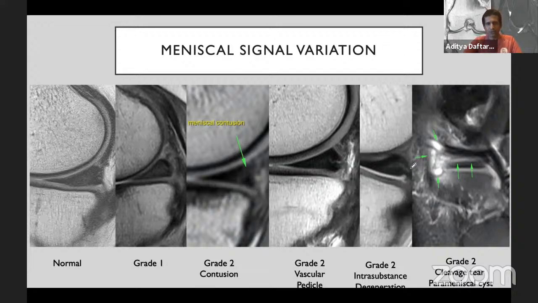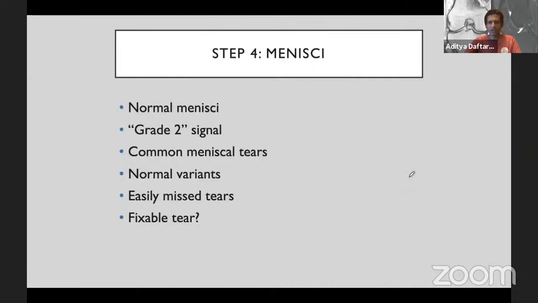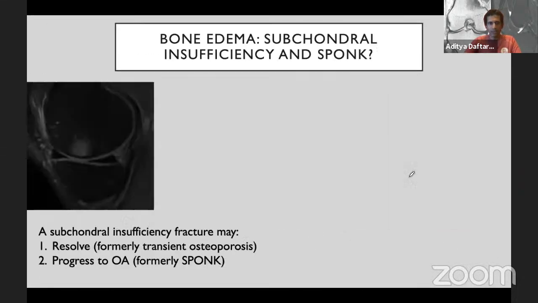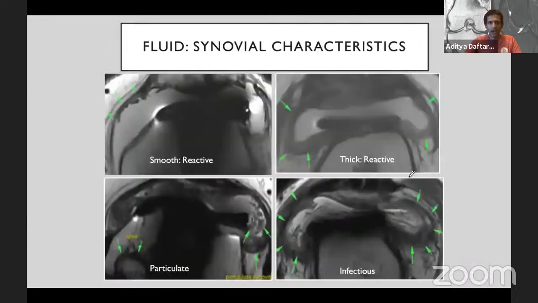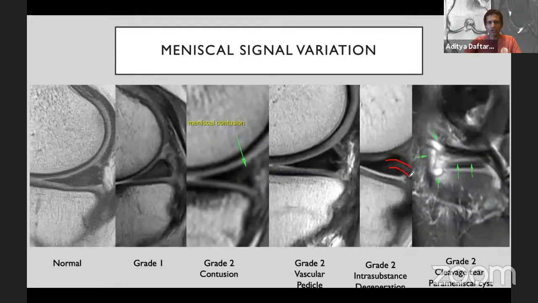This is the more famous one, this grade 2 meniscal signal. And this is what radiologists like. We see meniscal signal, it's horizontal, but it's not reaching the articular surface. Oops, sorry. And when we see horizontal high signal that is not reaching the articular surface, we say this is grade 2 signal because we have nothing better to say.